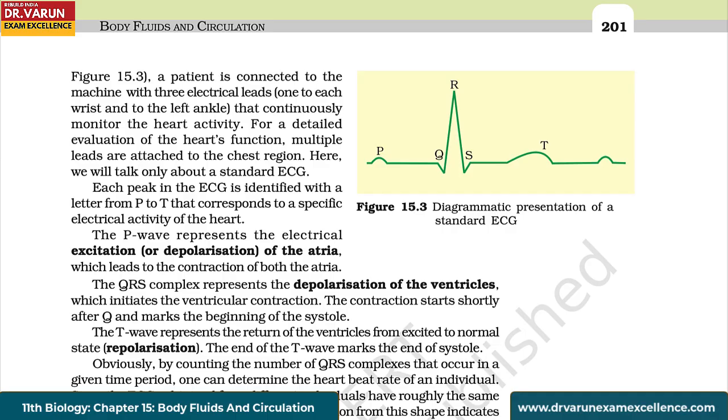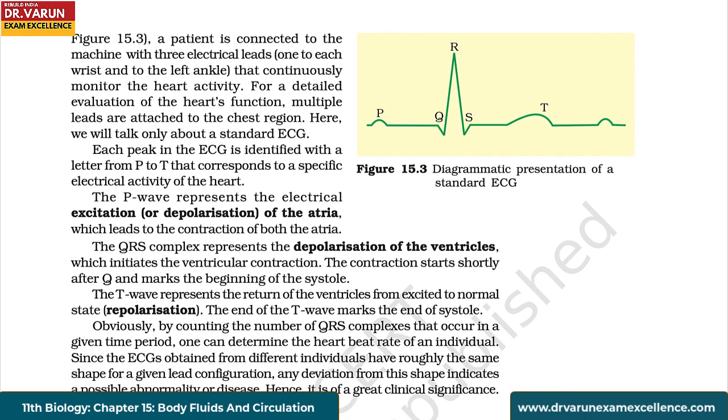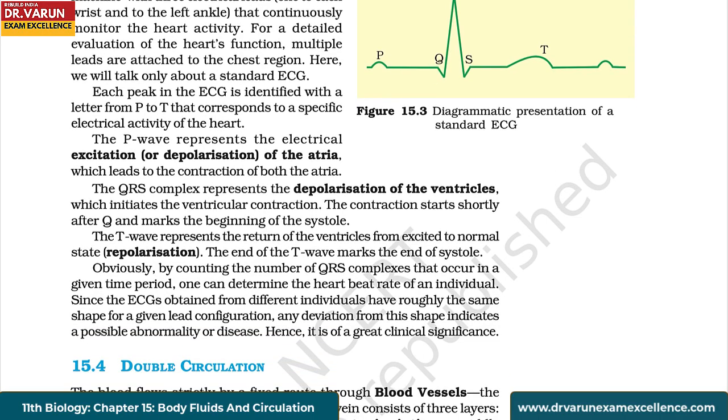Each peak in the ECG is identified with a letter from P to T that corresponds to a specific electrical activity of the heart. The P wave represents the electrical excitation or depolarization of the atria, which leads to the contraction of both the atria. The QRS complex represents the depolarization of the ventricles, which initiates the ventricular contraction. The contraction starts shortly after Q and marks the beginning of the systole. The T wave represents the return of the ventricles from excited to normal state, which is repolarization. The end of the T wave marks the end of systole.